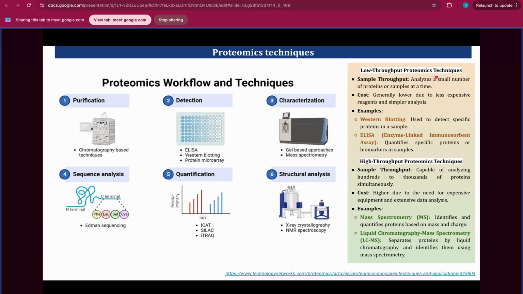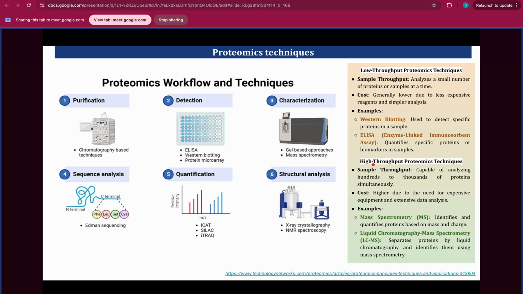Then we can divide these proteomic techniques into two categories: low throughput and high throughput. Low throughput means they can only analyze a smaller number of proteins at a time, and the cost is quite low because of that. Examples of low throughput techniques are Western blotting, which is used to detect specific proteins in a sample, and ELISA, the enzyme linked immunosorbent assay, which is an antibody based method generally based on binding.